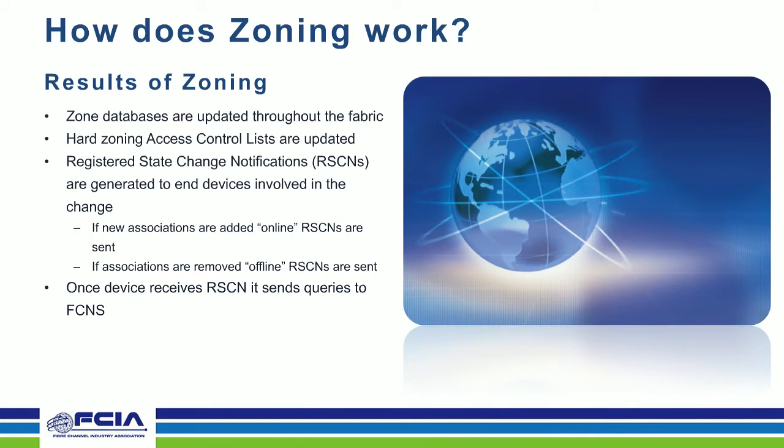If associations are added, then an online RSCN is sent. If associations are removed, then offline RSCNs are sent. And once these devices receive the RSCN, they will then query the name server to see what connectivity might have changed for them.